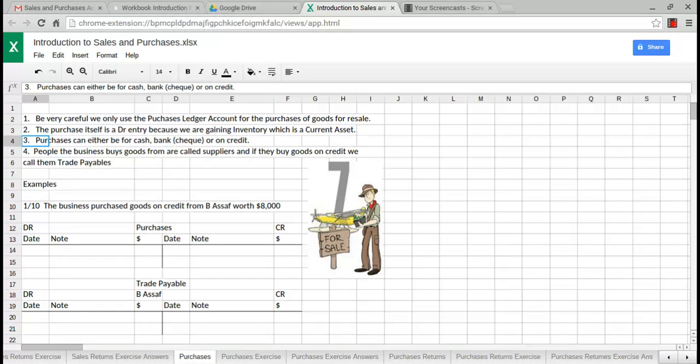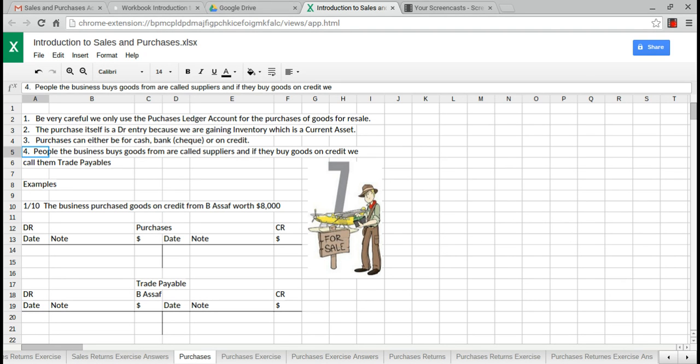Again, be a little bit careful when we hear the term credit purchases. What some students do is they start to credit the purchases account. In this sense, what the term credit means is that the goods have been purchased, but the money's yet to exchange hands. You bought goods from somebody, and you're going to pay them at a later point, maybe, for example, at the end of the month.